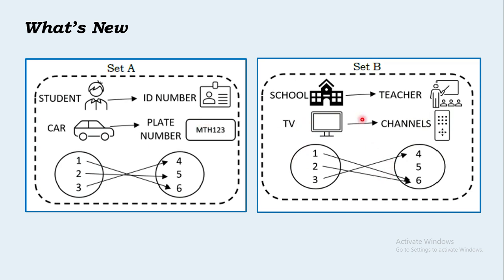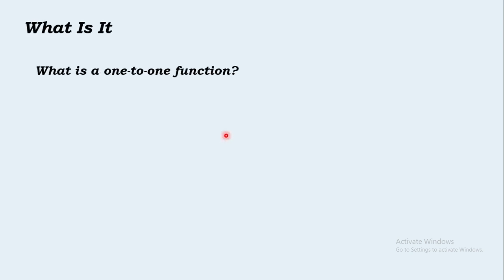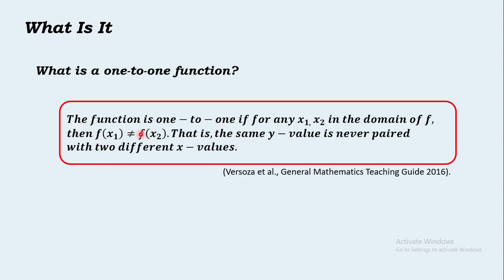So let us try to find out what the difference is between these two by defining a one-to-one function. So what is a one-to-one function? It says here, a function is one-to-one if for any x sub 1, x sub 2 in the domain of f, then f of x sub 1 should not be equal to f of x sub 2. This means the same y value is never paired with two different x values.